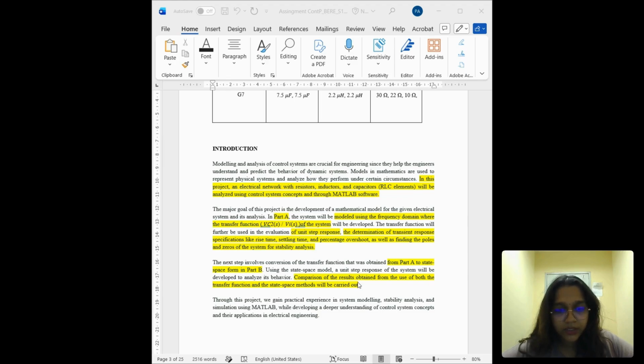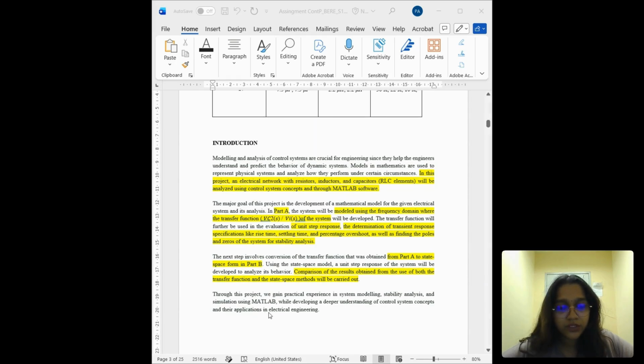As for the next part, we will use the function obtained from part A in part B to form a state space model and a unit step response of the system, and finally there will be a comparison of results obtained from the use of both transfer function and state space methods. Throughout this project, we gained practical experience in system modeling, stability analysis, and simulation using MATLAB.